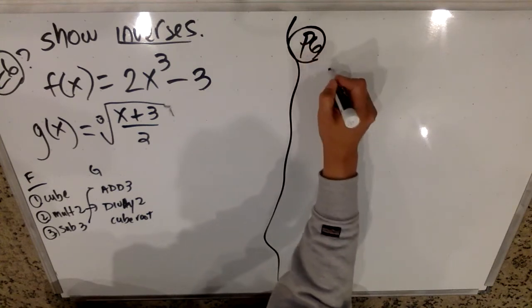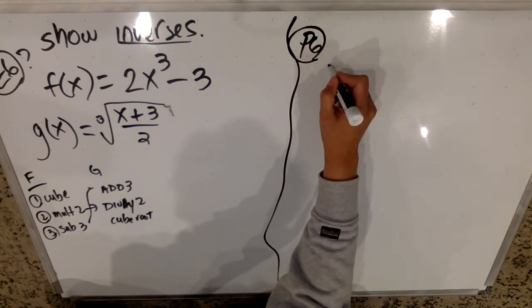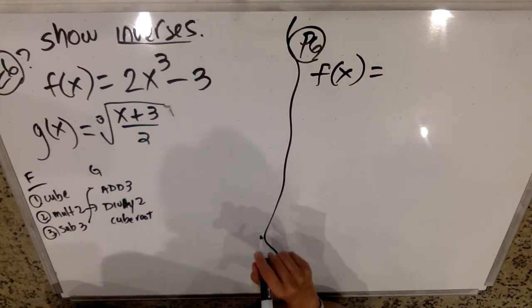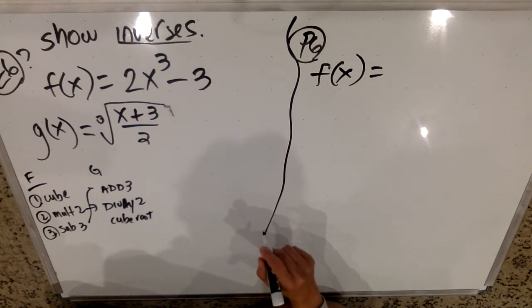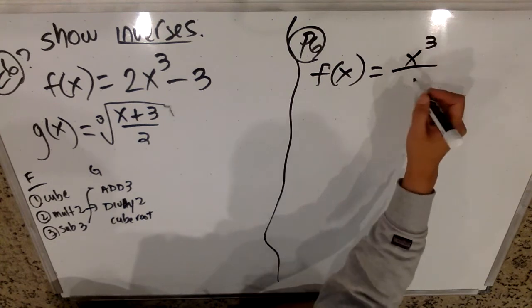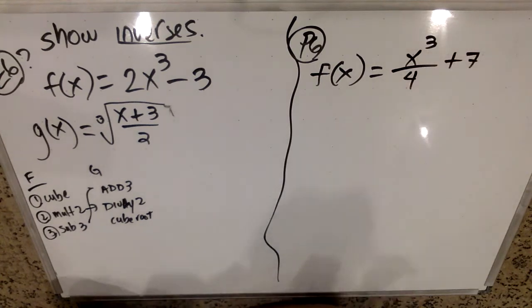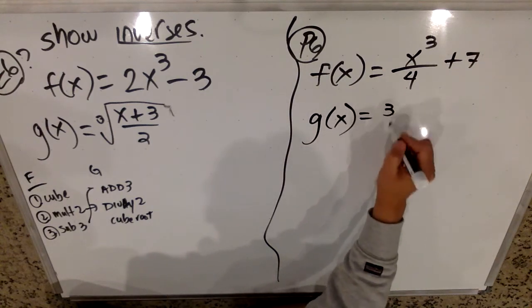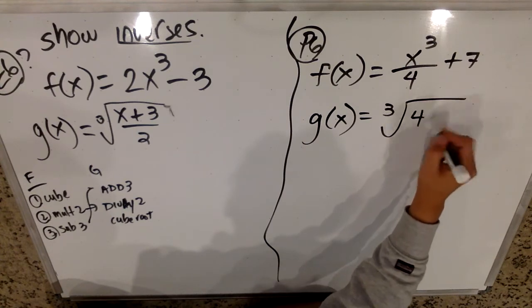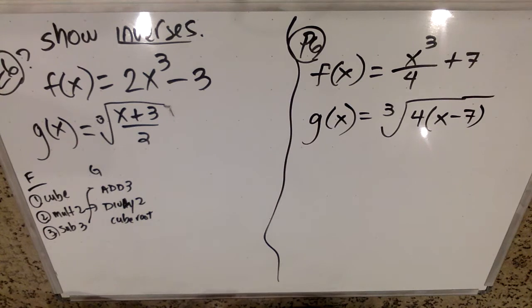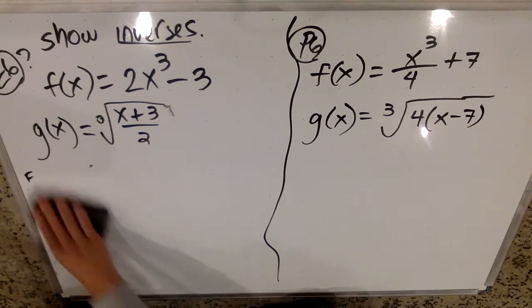So let's do P6. Let's do an f of x that is x cubed over 4 plus 7. All right? And then g of x would be the cube root of 4 times x minus 7. Cool. Should be right. Yep. All right. Cool. So let's show that these are inverses.